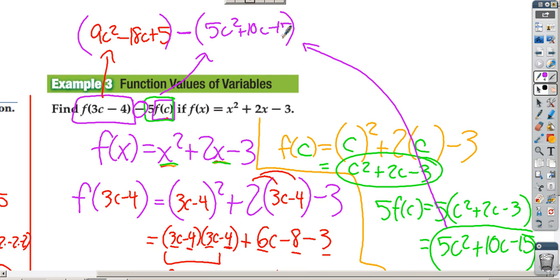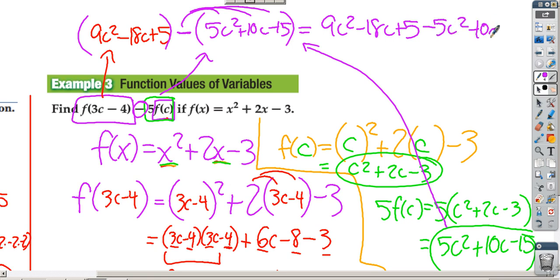The reason I put the minus in front of a parentheses like that is because this will now distribute, and it's going to change all the signs in here. So the first part is still 9c squared minus 18c plus 5. When you distribute this minus, you get minus 5c squared minus 10c, and then minus that negative 15, that becomes plus 15. Last thing we need to do is just combine the like terms.